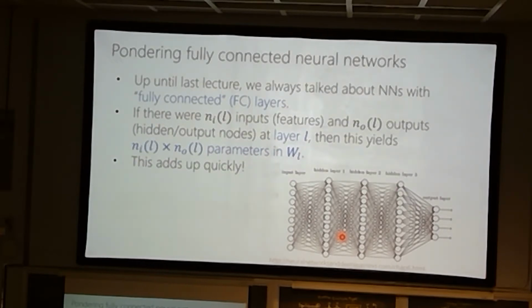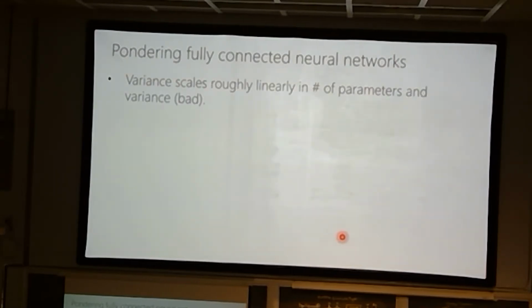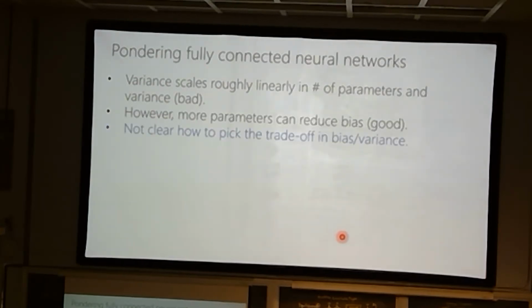And in old-day statistics, no one had more than maybe 10. So this really blows your mind if you come from classical statistics. We know from the bias-variance trade-off earlier in the class that the variance scales roughly linearly in the number of parameters, and that variance is bad. So in general, adding parameters is good, but we don't want to go crazy on that, because we want to reduce the bias.